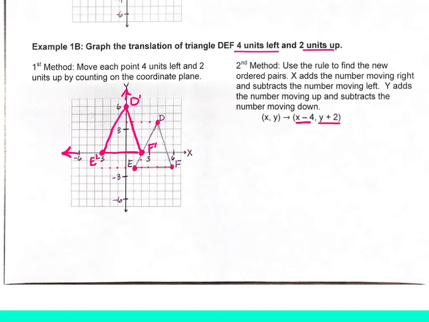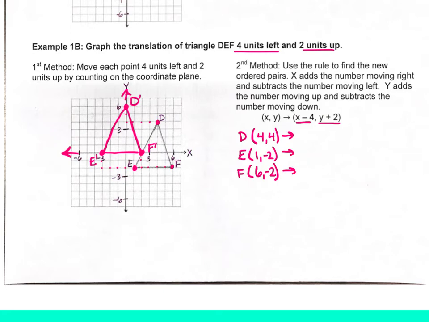So I'm going to start with my ordered pairs. These were D, E, F, so D was 4, 4, E was 1, negative 2, and F was, sorry, it was not 2, 0. F was 6, negative 2. And so then we go through and we find what our new ordered pairs would be.